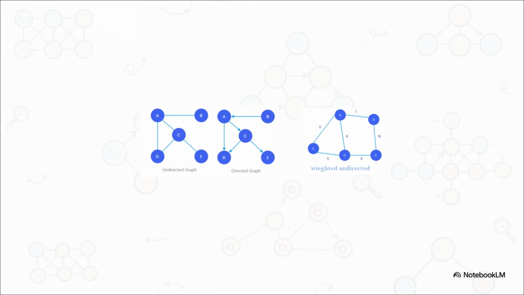In an undirected graph, the edges are like two-way streets. But in a directed graph, also known as a digraph, strict arrows actually dictate a one-way flow of information. And what if we attach a specific cost, distance, or time to those paths? Boom, you've got a weighted graph.